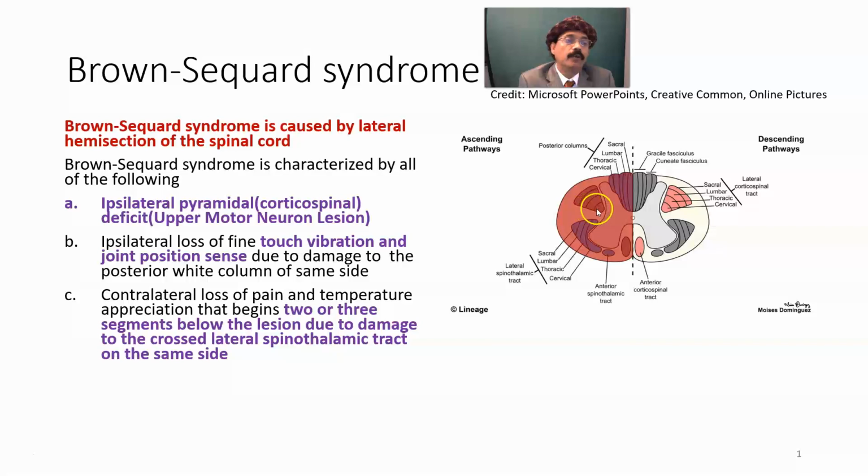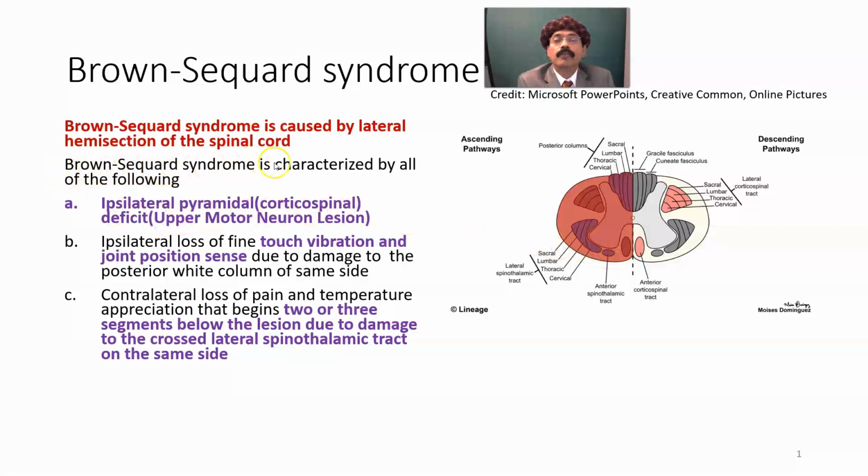In the spinal cord, we have the ascending pathway and descending pathway. The descending pathway, like the lateral corticospinal tract here, extends from the cerebral cortex to the spinal cord. And we also have the ascending pathway that extends from the spinal cord to the thalamus to the cerebral cortex.